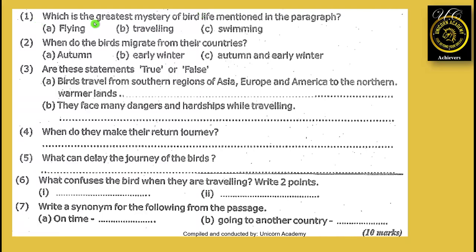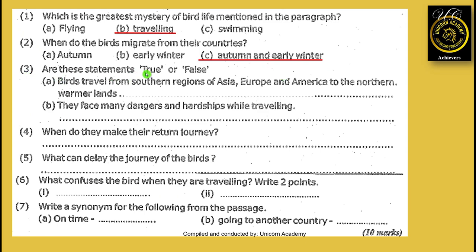Question number 1. Which is the greatest mystery of bird life mentioned in the paragraph? Flying, traveling, swimming. Answer is B. Question number 2. When do the birds migrate from their countries? Autumn, early winter. Autumn and early winter. Answer is C.